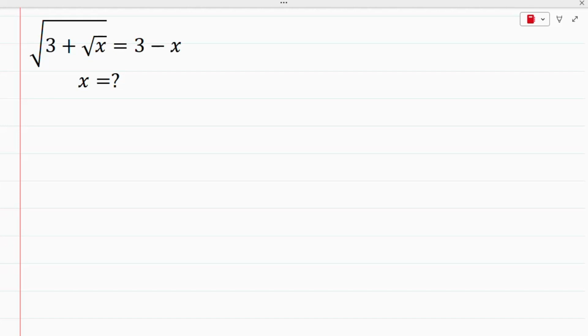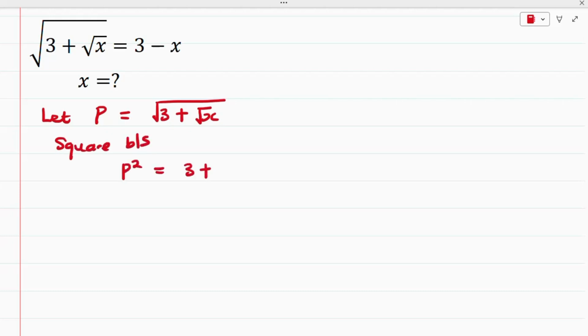So right here, guys, we have this 9th grade algebra simplification problem, and we are to solve for x. The first thing we're going to say is let p be equal to the square root of 3 plus the square root of x. From here, if we simply square both sides, we have that p squared is equal to 3 plus the root of x.